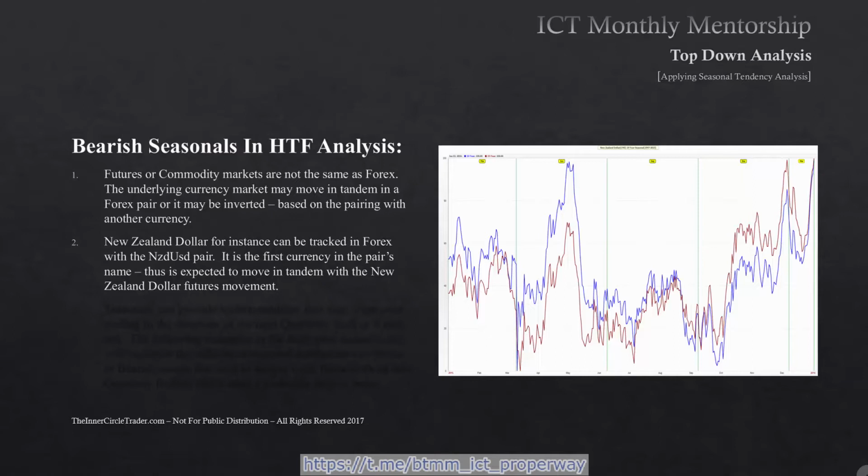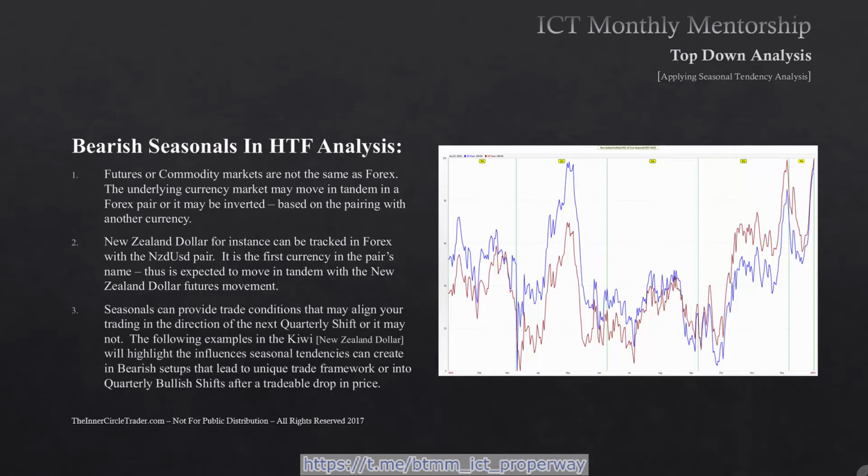But we're going to talk about a currency this time where it's going to move basically in tandem with what you expect to see in the seasonal tendency chart. We're looking at the Kiwi, or the New Zealand dollar, which is a commodity currency. That means the currency is traded as a futures market.